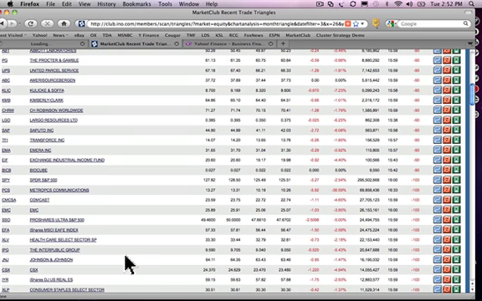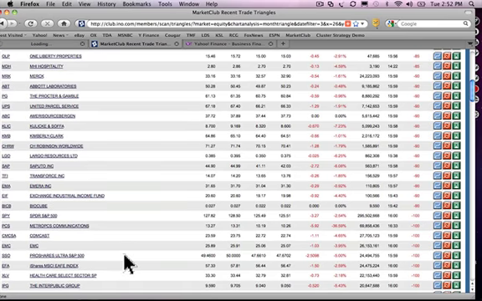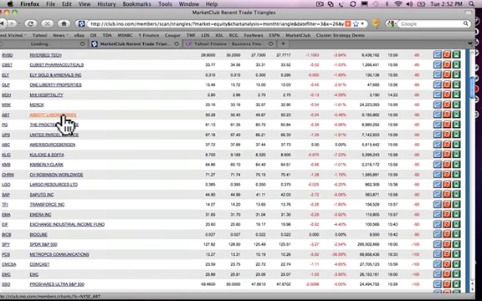So let's just look at one of these just so you can get an idea of how you might use this. Again, stick with the bigger names, and I like to look here. Let's look at Abbott. I'm going to go to the chart for Abbott.